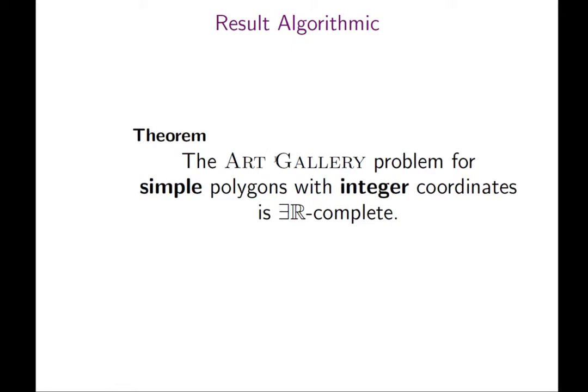The art gallery problem for simple polygons, meaning polygons without holes or self-intersections, with integer coordinates, is existential R complete. So you're given a polygon with integer coordinates, you ask what is the minimum number of guards, and to decide this is existential R complete.